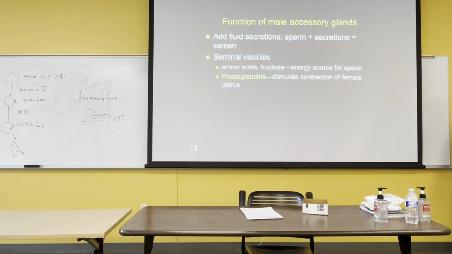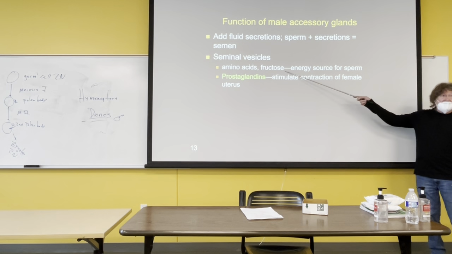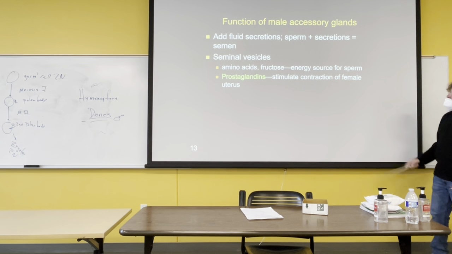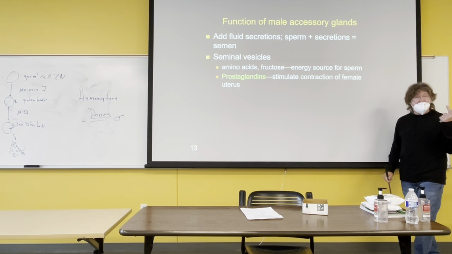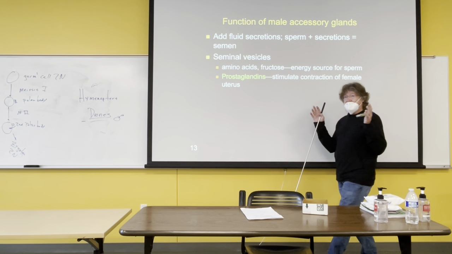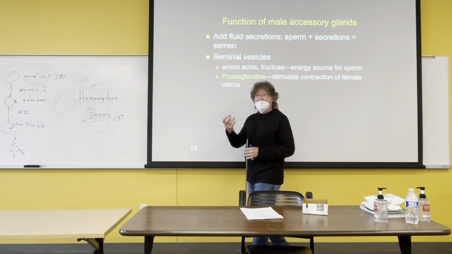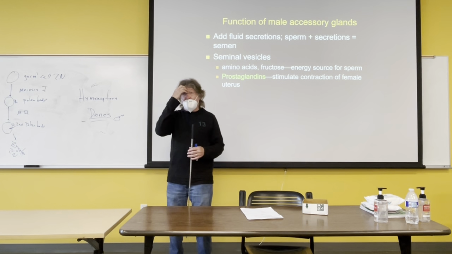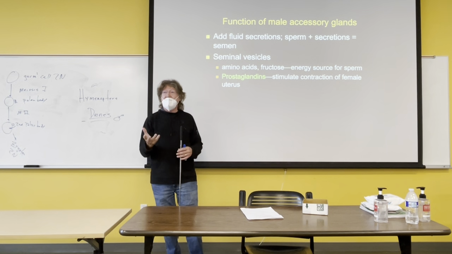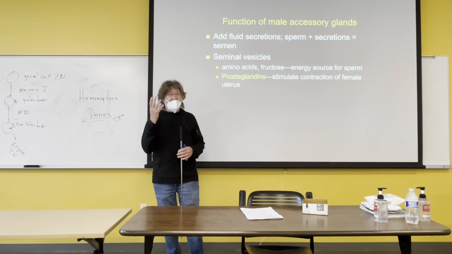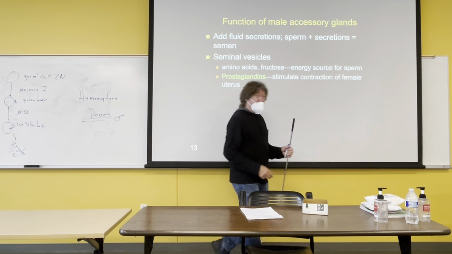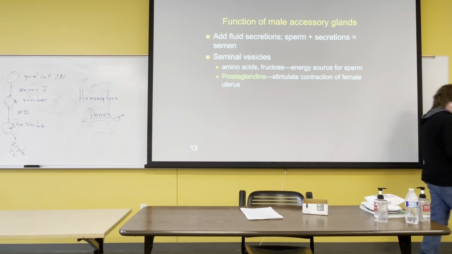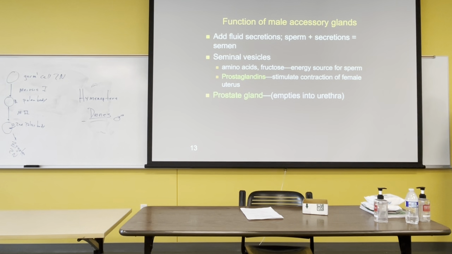Seminal vesicles: amino acids, fructose, that's an energy supply for the sperm. The sperm cells are mostly just a nucleus with a tail. There are mitochondria at the base of the flagellum, but it requires ATP, so it has to have an energy source to produce the ATP. There's no storage there, and so it's picking this up, once it's deposited in the vagina, this is the energy supply. Prostaglandins, actually, that's going to take too long to go through all this.